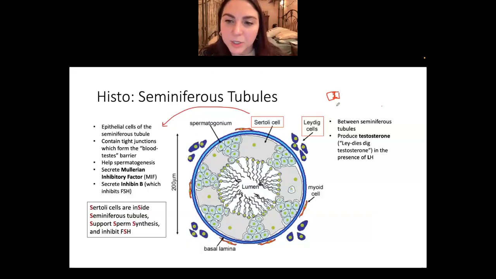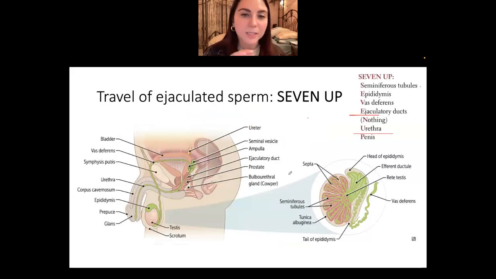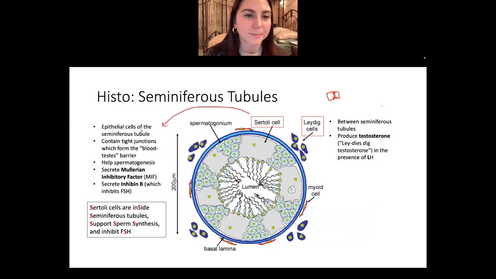Oh, wasn't the tunica albuginea in the penis? Is it in the testes as well? Yes, good question. Literally anywhere there's a surrounding coat within the male system. That could be around each individual erectile tissue layer. It can be around here, down here. It's just anywhere something is being surrounded, that's the tunica albuginea.